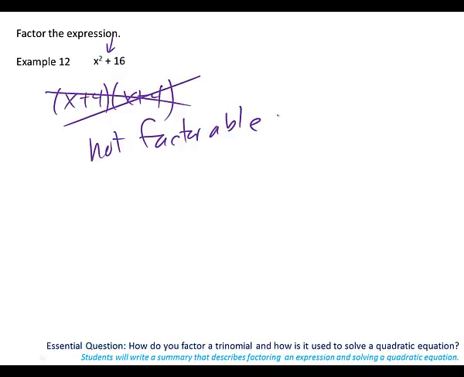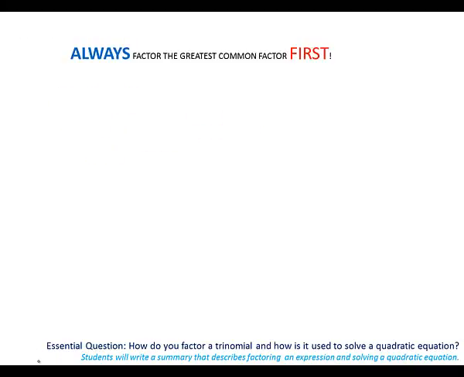Okay, let's keep going. There is a rule of factoring that is actually the first rule of factoring that I didn't teach you yet. Always, always, always, always, always factor the greatest common factor out first. So write always in the 2 blanks.